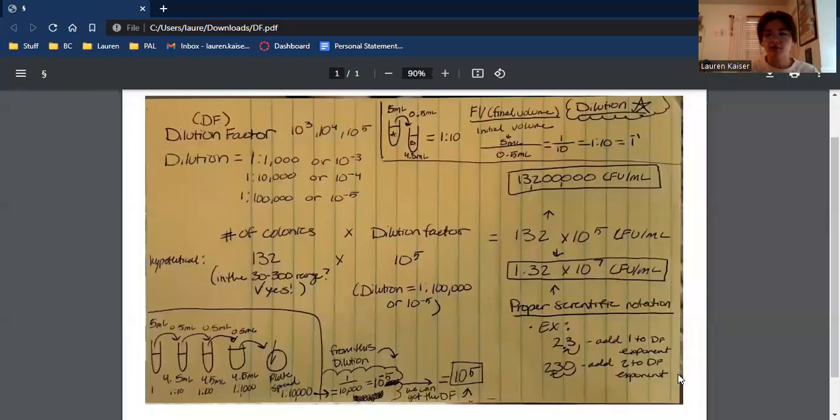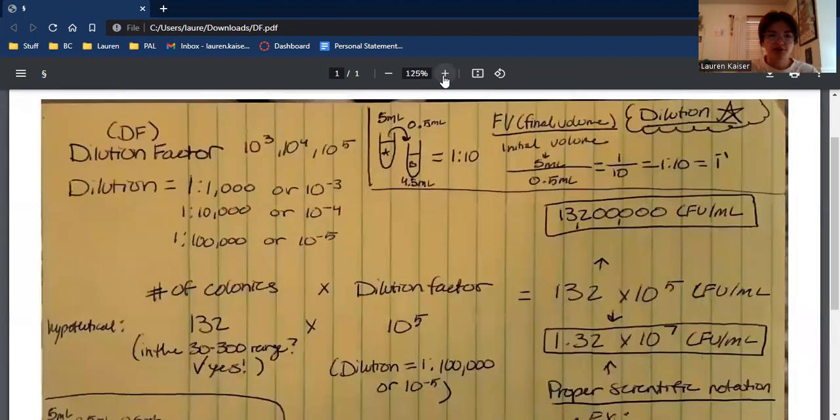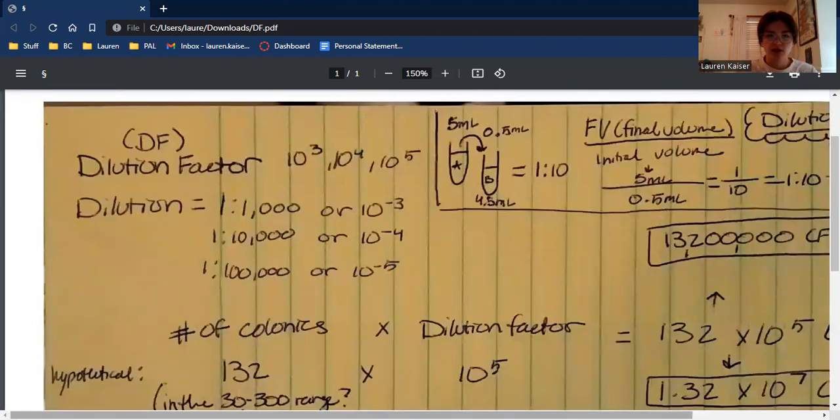Hello, everybody. So today I'm making a video about dilution factor and the math behind it because I know it could get really confusing. So I'm going to go ahead and share my screen. This was a little drawing that I made up last semester, and I feel like it outlines things a little bit better. So let's first focus on the actual factor itself.